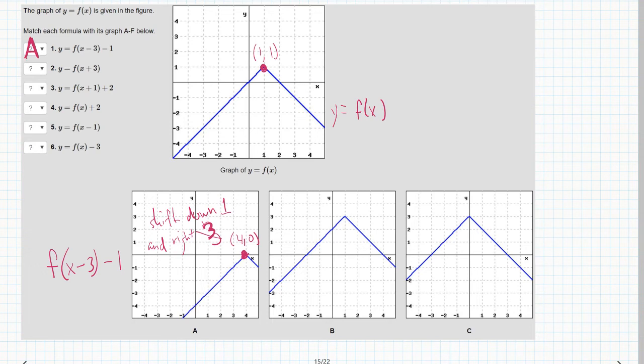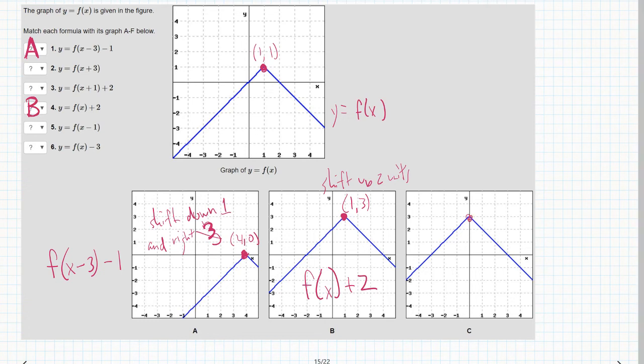Okay, so let's look at our next vertex. Our next vertex is at 1, comma, looks like 3. And all that did from the original graph is shift up 2 units. So this graph should just be f of x, because we don't shift left or right, and then we just put a +2. And hopefully that's in here, and yes it is. What do you know? There's graph B.